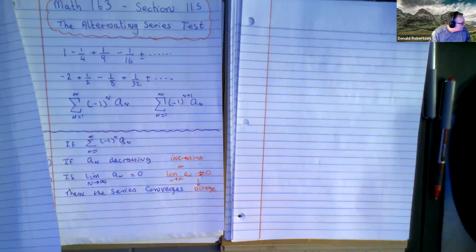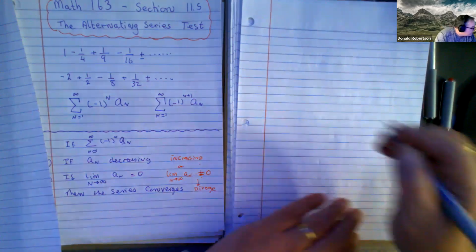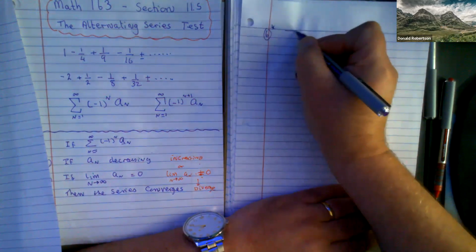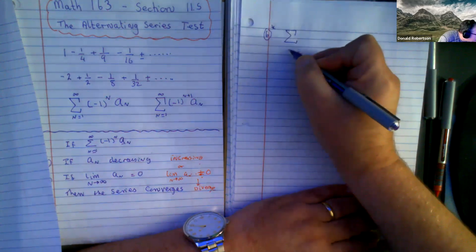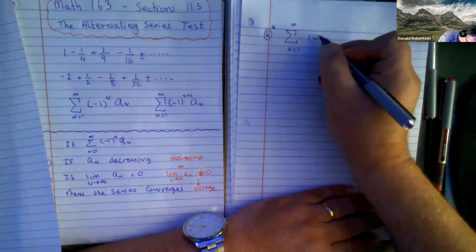So let's try this one. This is a version of 6. Again, it's an alternating series. Well, all of them are.